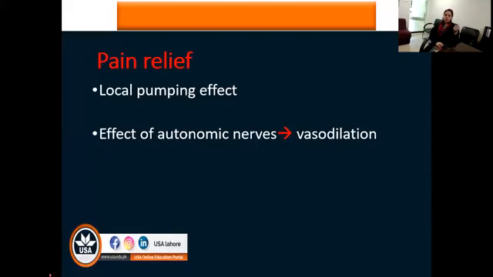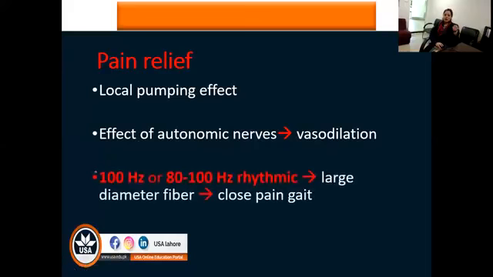Similarly, there are some autonomic effects that are going to occur and cause vasodilation. And about 100 hertz, or 80 to 100 hertz rhythmic frequency, is going to stimulate the large diameter fibers. This traffic is more dominating over the small diameter traffic, and the small diameter traffic is the one that is actually carrying the pain signals to the brain. So what is going to happen if we stimulate the large diameter traffic by stimulating the mechanoreceptors? We are going to close the pain gates, because our large diameter traffic suppresses the pain by suppressing the small diameter traffic.